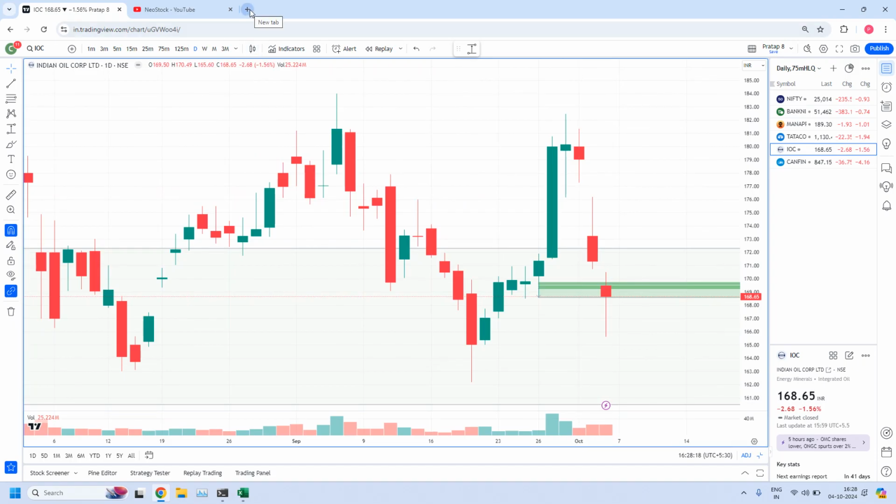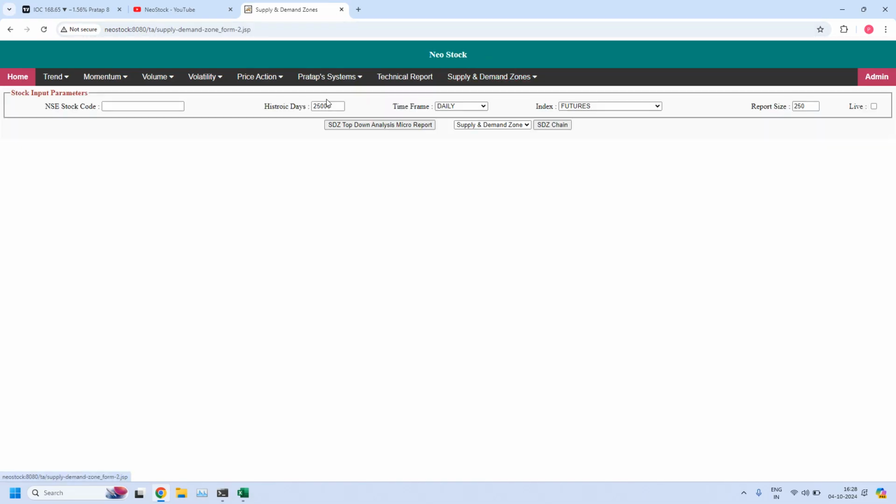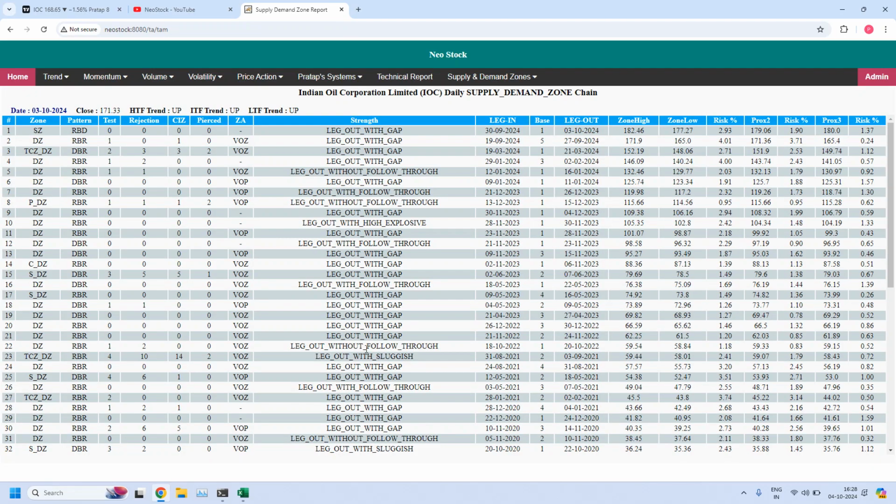Let me show you how the software identified this zone. We have the NeoStock supply demand zone chain, right? So in that, for IOC, I am generating the IOC supply demand zone on the daily time frame. Time frame is daily. I am generating the chain. Maybe it will take a few seconds, 3, 4 or 5 seconds, then it will generate. Okay. See here, the immediately available daily demand zone.